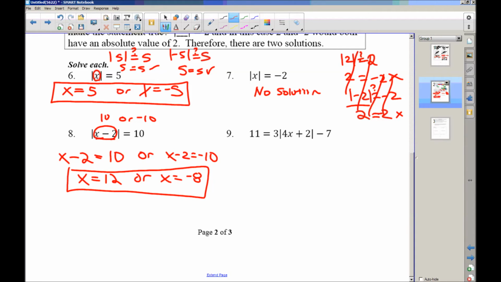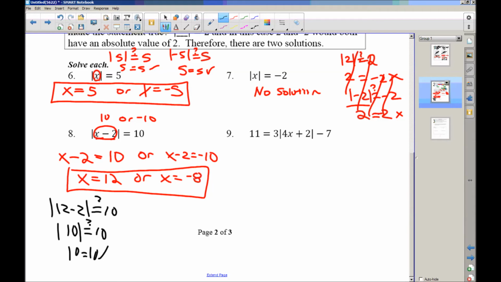These numbers go in here to make the inside of the bars be 10 or negative 10. Okay? So let's check one of these just for fun. If I plug back in 12, I have 12 minus 2 equal to 10? That's the absolute value of 10 equal to 10? And that's true, so it did work. And negative 8 would also work.